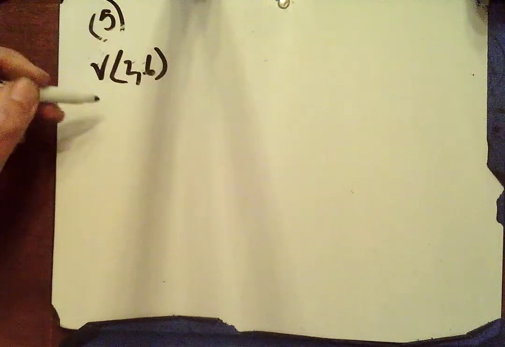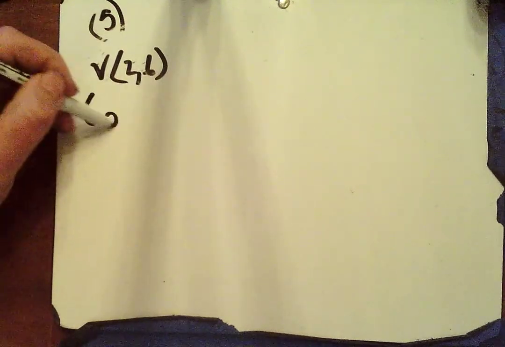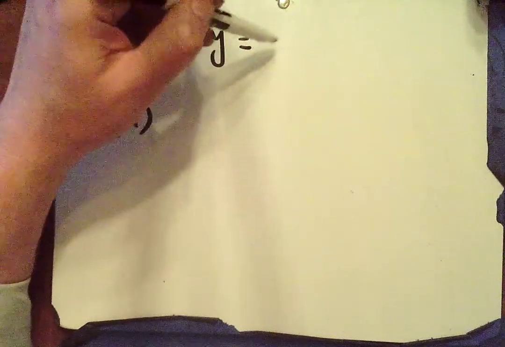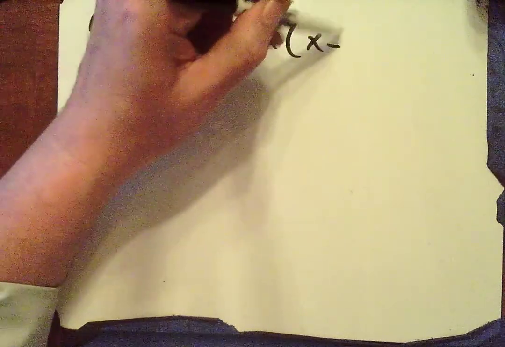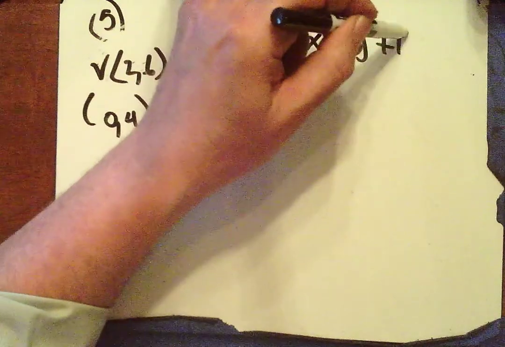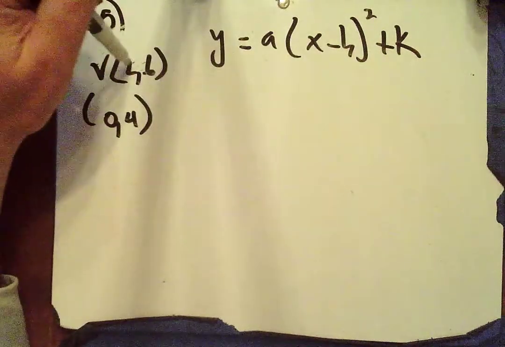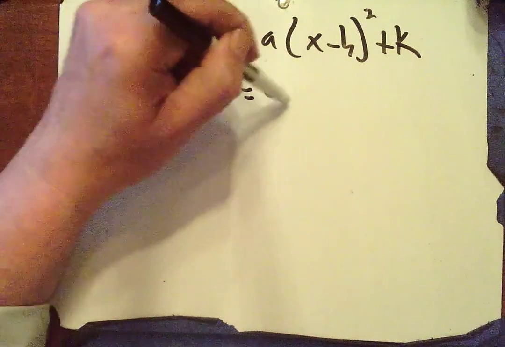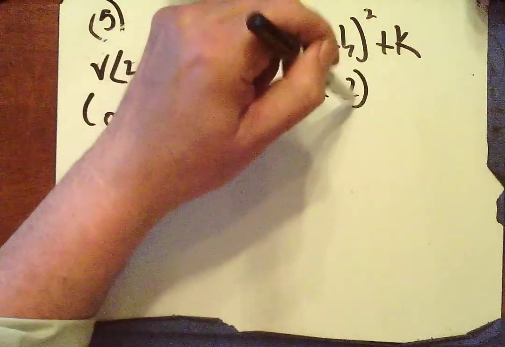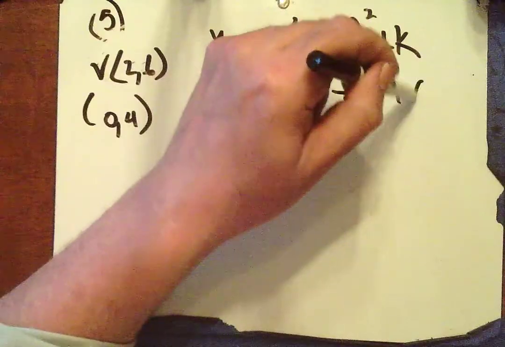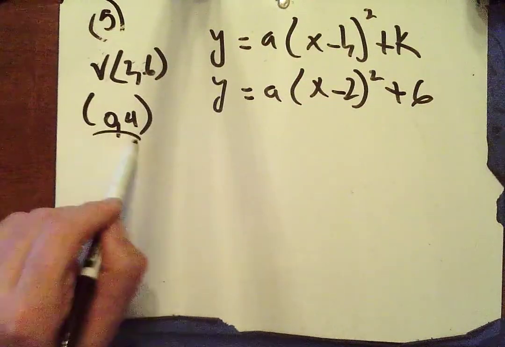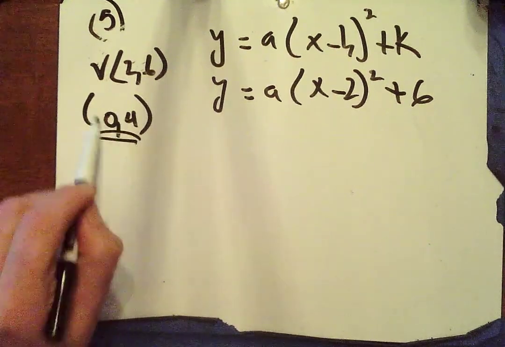We're given a vertex located at (2, 6), and a second point, a y-intercept of (0, 4). So we'll start with y equals a(x minus h) squared plus k, and we'll plug in our vertex: y equals a(x minus 2) squared plus 6. And now let's plug in our y-intercept.